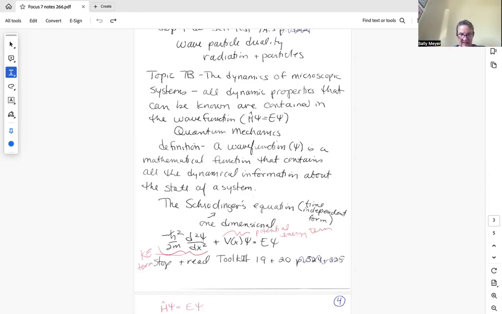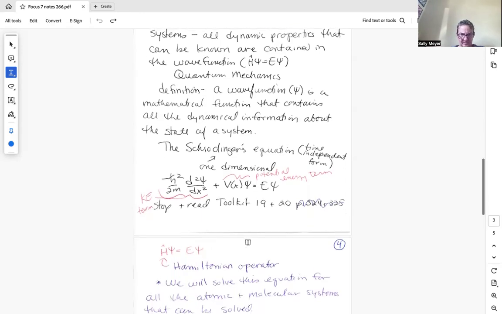So now this first term is called the kinetic energy term. The second term, this one, is the potential energy term. Don't worry if this looks confusing. We will work through this in great detail as we go through the rest of this focus so that you'll really understand what this equation means. In the meantime, stop and read toolkit 19 and 20, which just reminds you a little bit about calculus and differential equations, and will help you understand as we actually start to solve this equation.